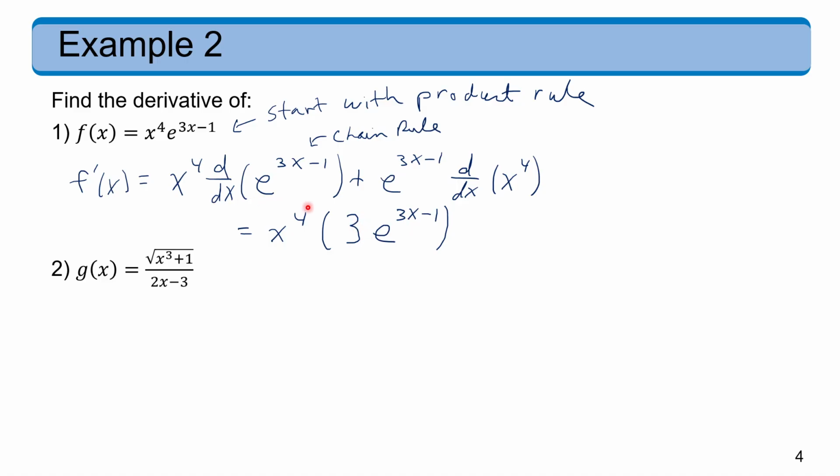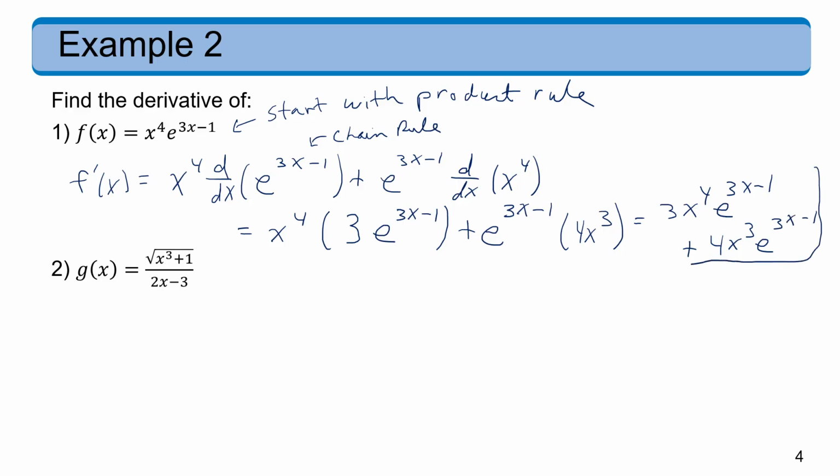Okay, so that completes to this point. Then we have plus this exponential term times this other derivative, and that's a simple power rule, so 4x cubed. So then we could make this look a little bit nicer. The first one we could write as 3x to the 4th times e to the 3x minus 1, and then plus 4x cubed times e to the 3x minus 1. Okay, that finishes the first one.